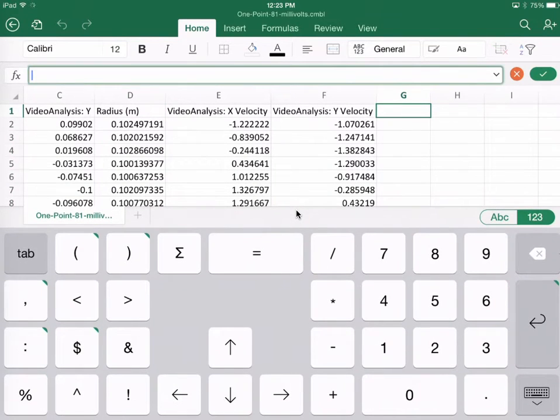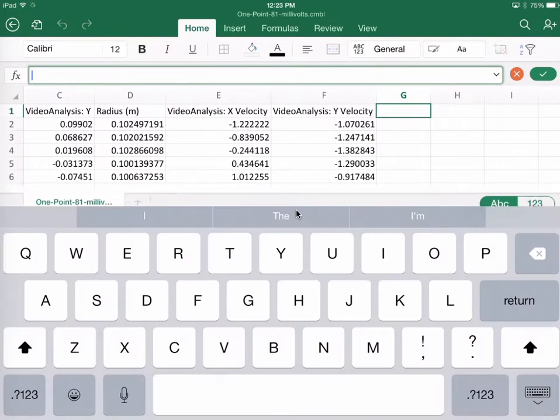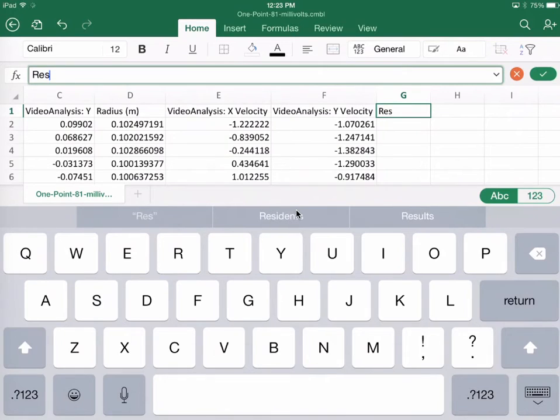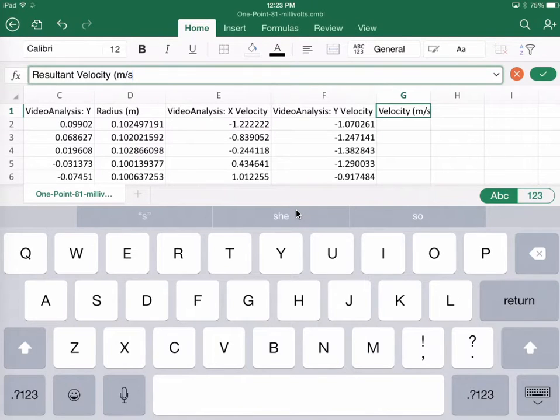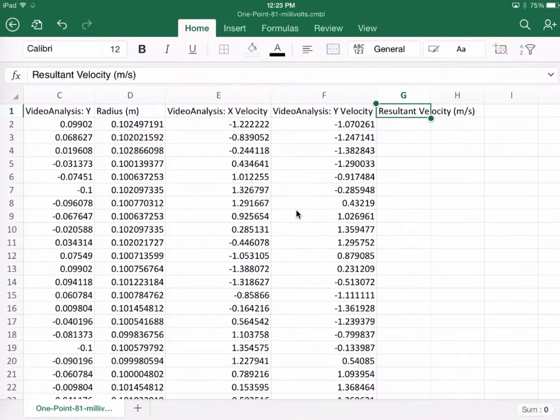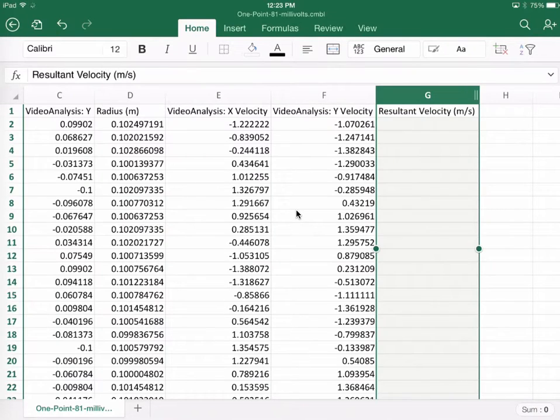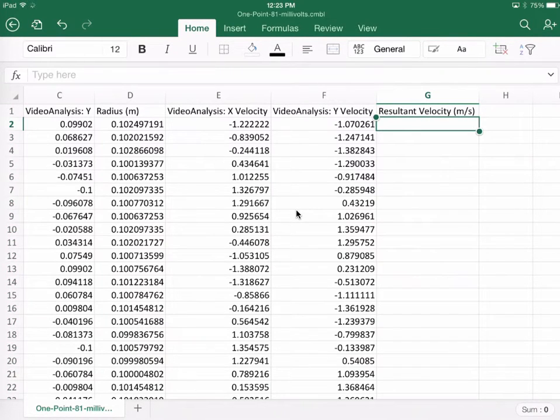And now let's do our velocity. And let's just call it the resultant velocity. And we know that velocity is measured in meters per second. So just make sure you're very formal there. No ambiguity whatsoever. And we're going to use Pythagorean's theorem again.